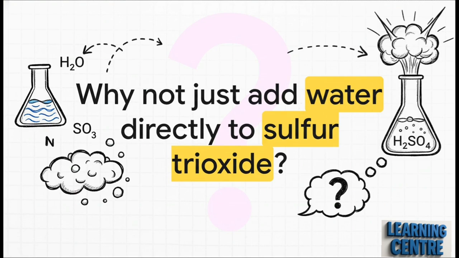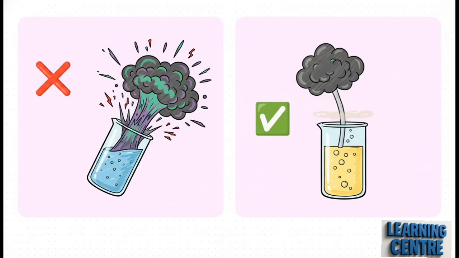So at this point, you might be thinking, hang on a second. If you've got sulfur trioxide, can't you just add water to it to make sulfuric acid? I mean, that seems like the most logical next step, doesn't it? Well, here's where the process gets really, really clever. If you try that direct route, just adding water, the reaction is so intense, so violent, that it creates this dangerous, uncontrollable fog of acid that's almost impossible to collect.